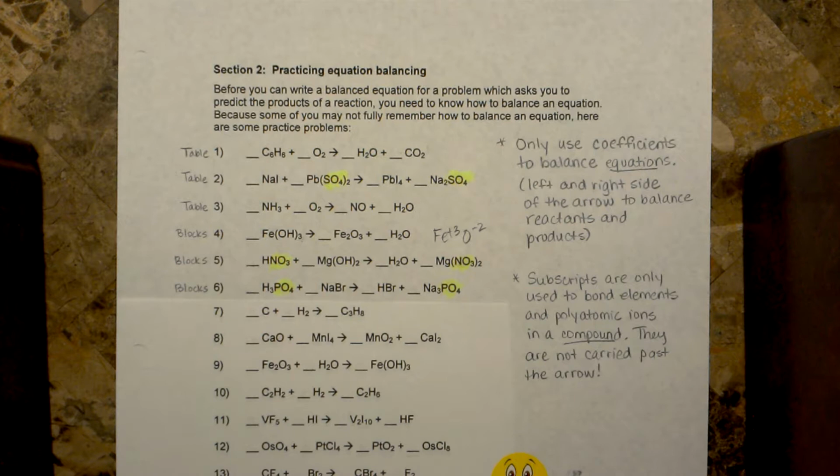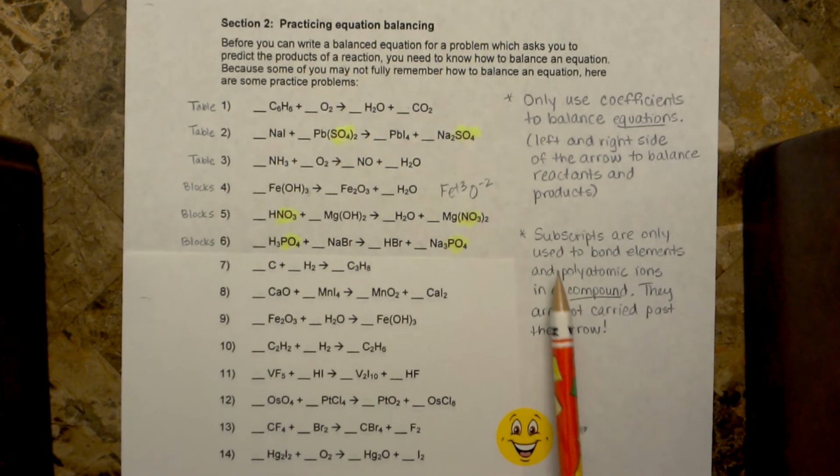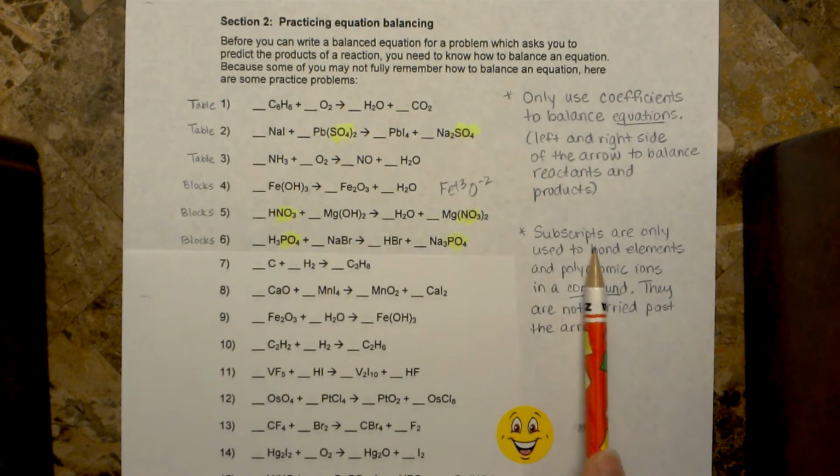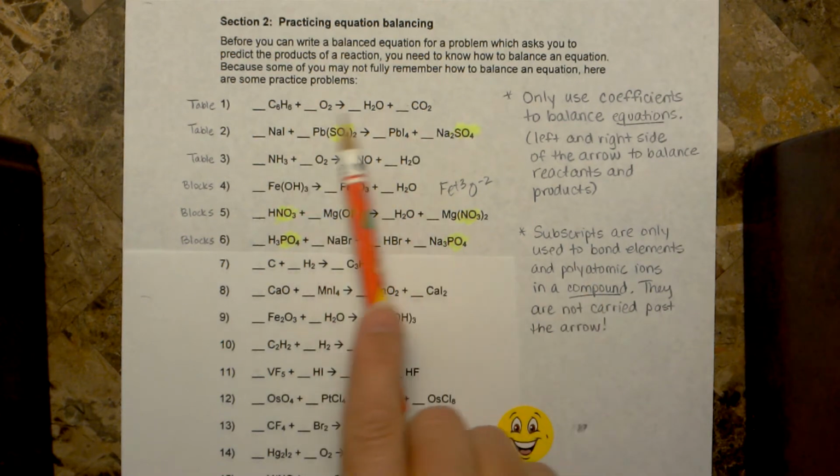Now, when you're balancing equations, you can only use coefficients in order to balance the equations so that the left and the right sides are equal of the arrow. Think of it as a math equation, reactants and products. You cannot change subscripts in order to balance an equation.